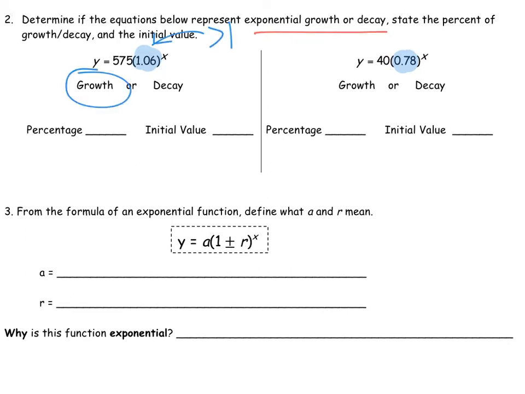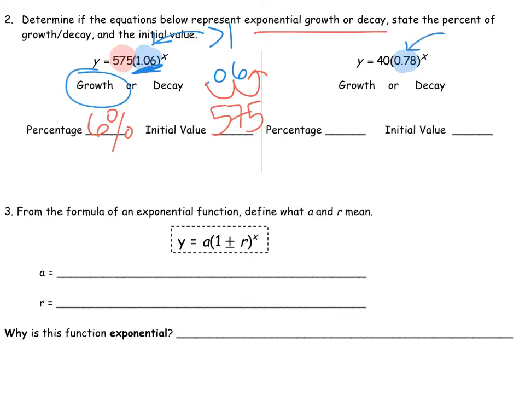Now what's important for you to note is how much this grows by. How much greater than 1 is this? Well, it's 0.06 greater than 1. To make that a percentage, I'm going to move the decimal 2 spaces to the right, leaving me a percentage of growth of 6%. My initial value is always the number out front. That is my 575. Now let's look at the next one. See if you can try this on your own.